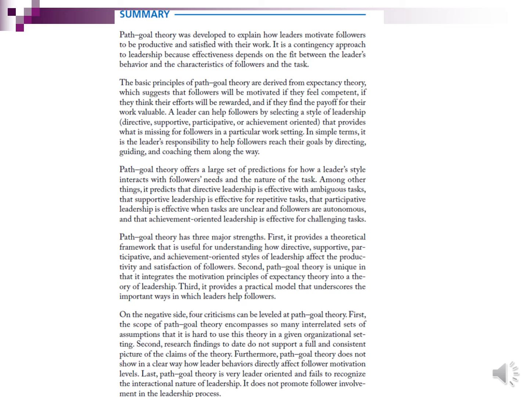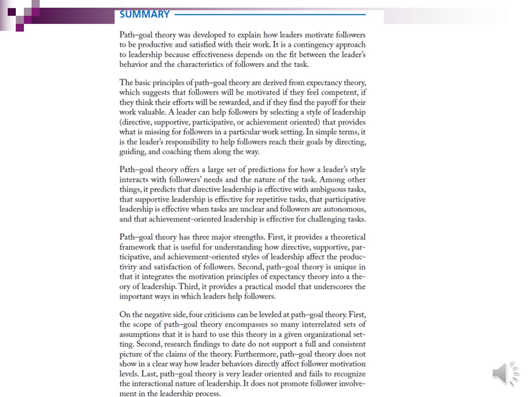Just to summarize, the path goal theory was developed to explain how leaders motivate followers to be productive and satisfied with their work. It was a contingency approach to leadership because effectiveness depends on the fit between the leader's behavior and the characteristics of the followers and the task. The basic principle of path goal theory was derived from expectancy theory of Vroom, which suggests that the follower will be motivated if they feel competent, if they think their efforts will be rewarded, and if they find the pay-off of their work valuable.